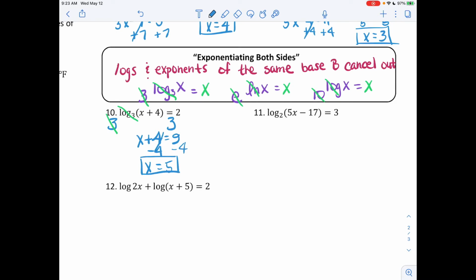Now, there is one other thing that we have to do when we are checking logs and solving them. We need to remember that the log parent function has a domain that only starts at 0. Remember that it had an asymptote at x equals 0. And so the basic log function was not defined. It had no x values if we tried to plug in a negative number and take the log of a negative number. And so we need to keep that in mind.